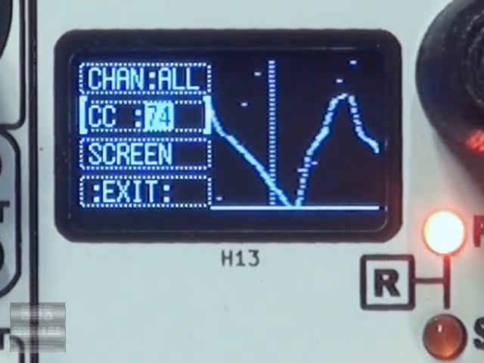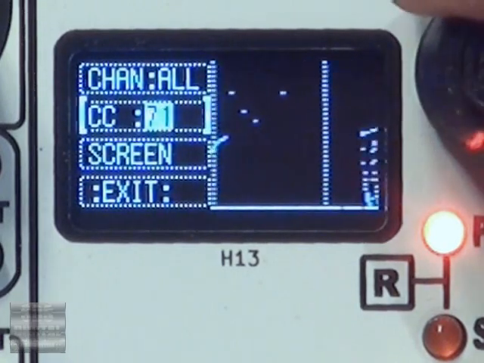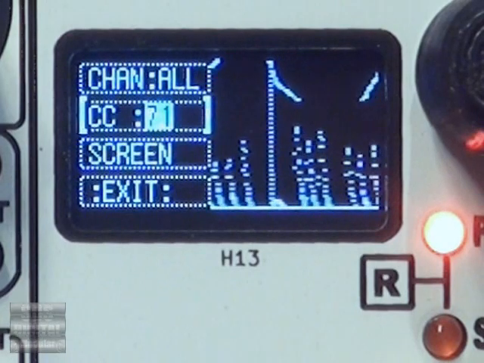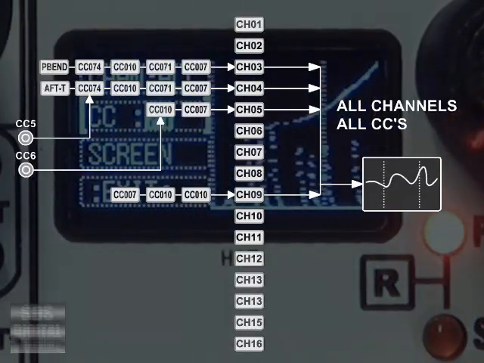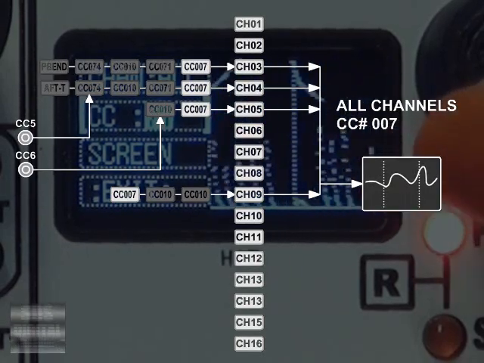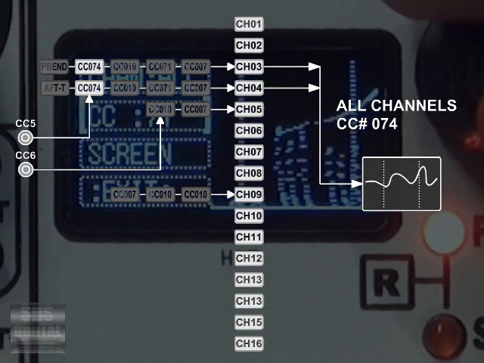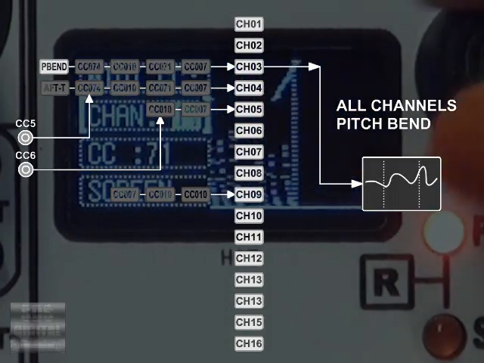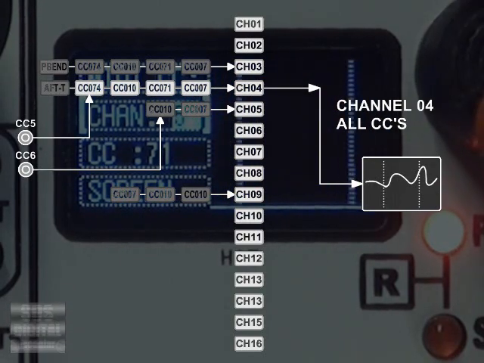There's a CC74, which is a cut filter generally. There's 2 CC71s for resonance of said filter. So by default, all channels and all CCs are displayed. Or just a certain CC number, like 7 or 74, or just pitch bends, or all CCs on a specified channel.